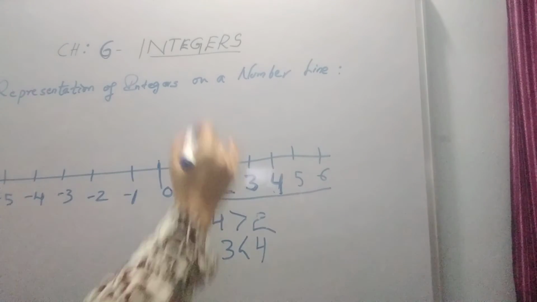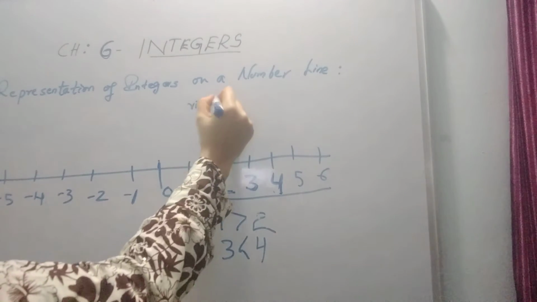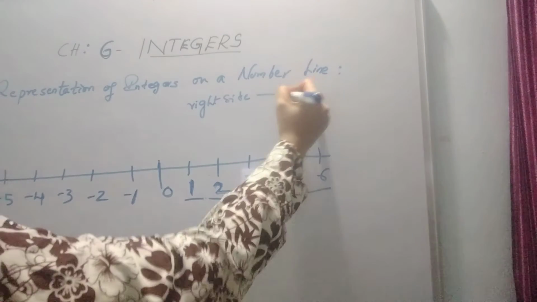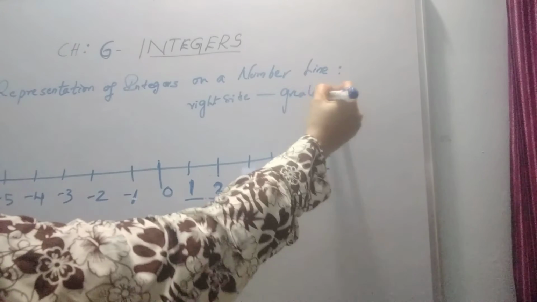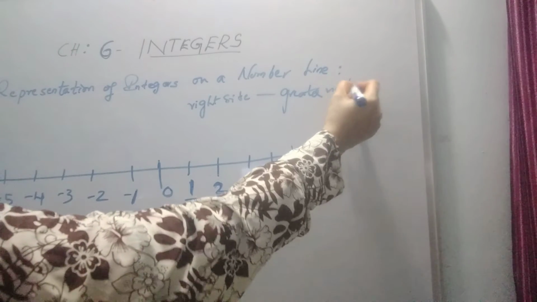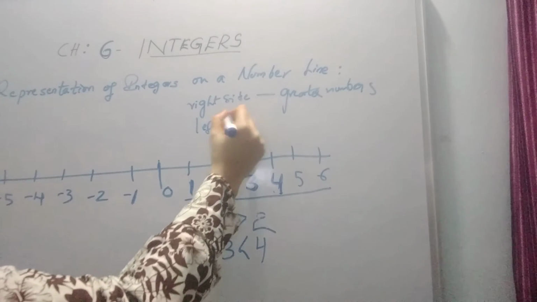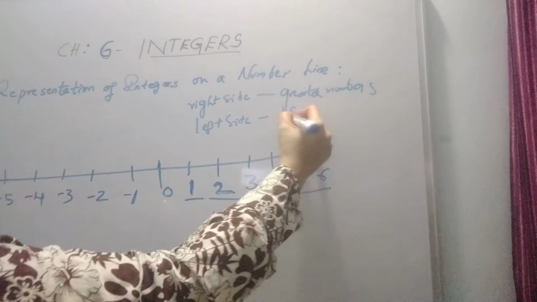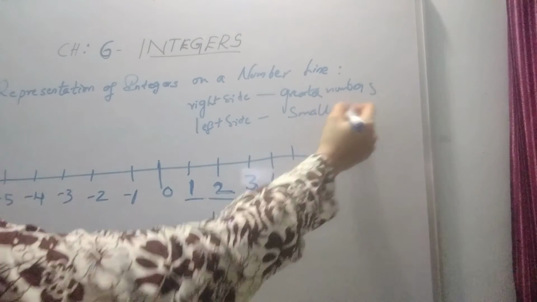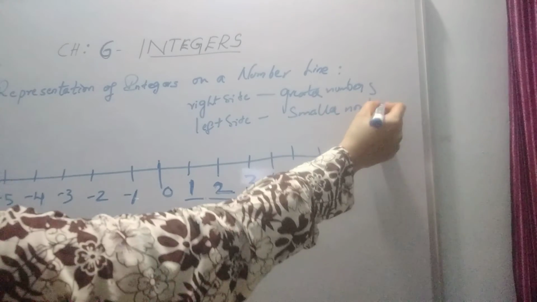Note this point: right side comes greater numbers and left side comes smaller numbers.